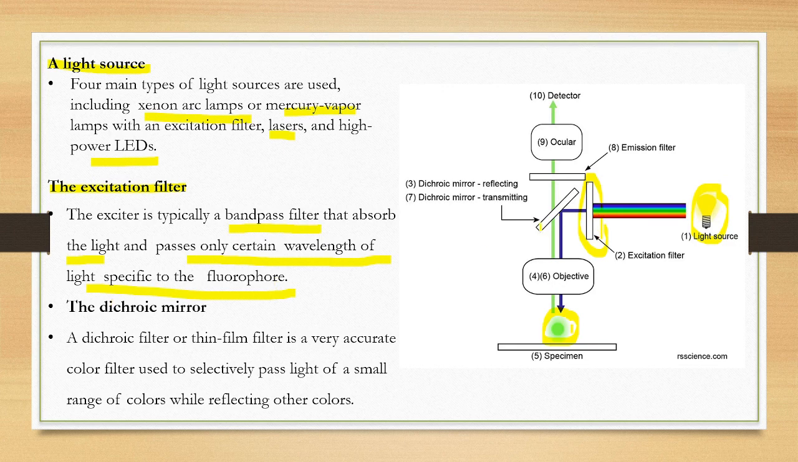Then comes the dichroic mirror. This one, dichroic mirror. It's a thin film filter. It's a very accurate color filter used to selectively pass light of a small range of colors while reflecting the other colors. So here it reflects the blue color and transmits the green color. So that is the significance of the dichroic mirror.